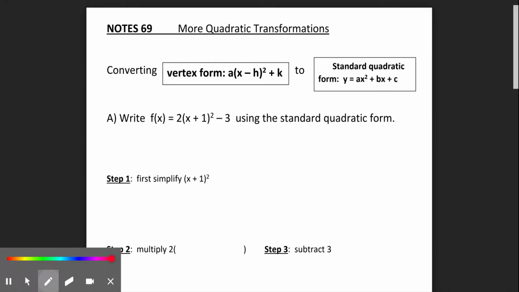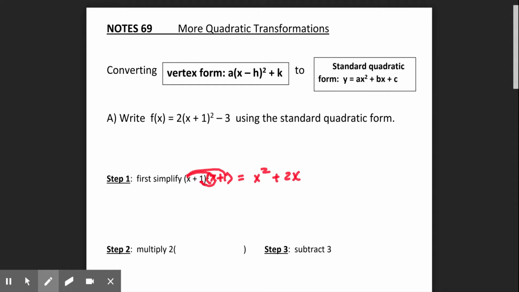So the first step is that we are going to take what's in parentheses and square it, which basically means, remember I taught you this, you're just going to draw another parenthesis and put x plus 1 and then square it. So this will be x times x is x squared. 1x and 1x gives you 2x. And then 1 times 1 is 1.